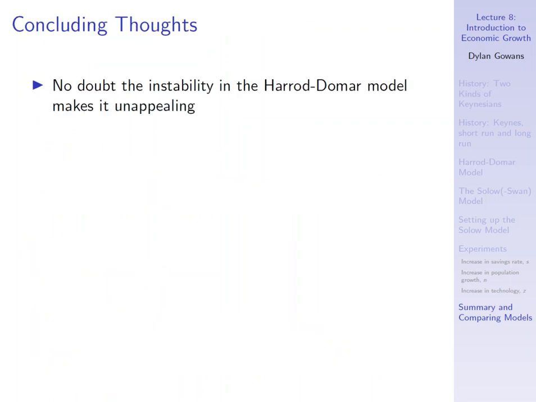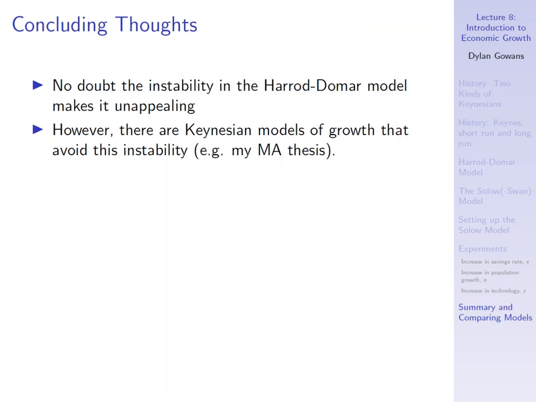Here are my concluding thoughts. No doubt the instability in the Harrod-Domar model makes it unappealing. We saw these two sources of instability, and then all we had to do was look at the real world and say, well, it doesn't actually seem to be happening, so it's probably not a very good model. Now, however, there are Keynesian models of growth that avoid this instability. And I say here, as a real plug to myself, that, for example, my MA thesis did this. This is what I worked on in my MA. It's not what I'm working on now, but it's what I worked on many years ago.